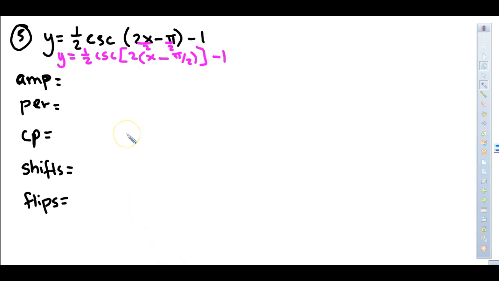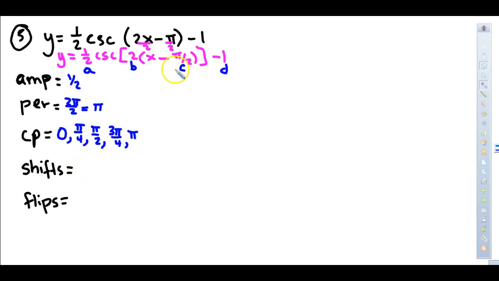Okay, so with this one, A is 1/2, B is still 2, C this time is pi over 2, and D is -1. Okay, so my amplitude will be 1/2, the period will be 2 pi divided by 2, which is pi. So my first critical point is 0. After that, I take the period and divide it by 4. And to get the next critical point, I multiply my pi over 4 by 2. And then I'll multiply pi over 4 by 3. And then I'll multiply pi over 4 by 4.